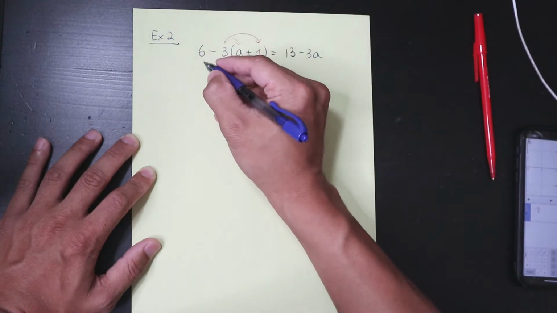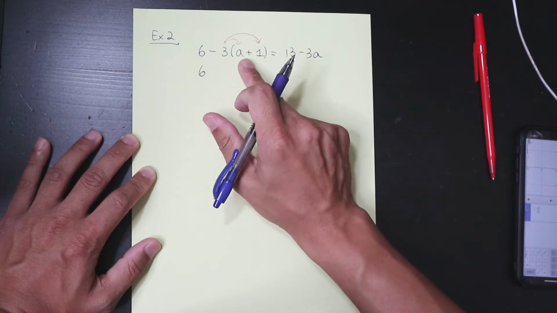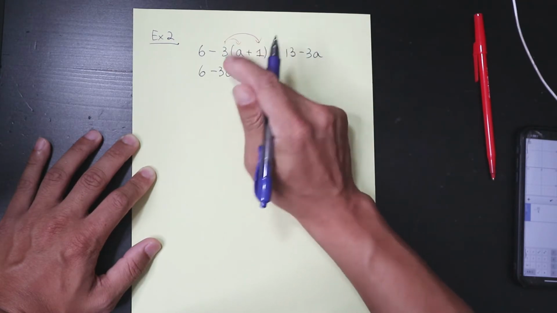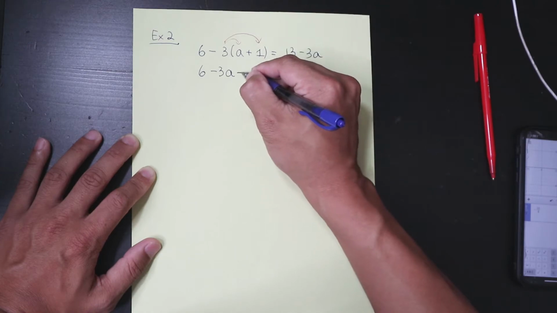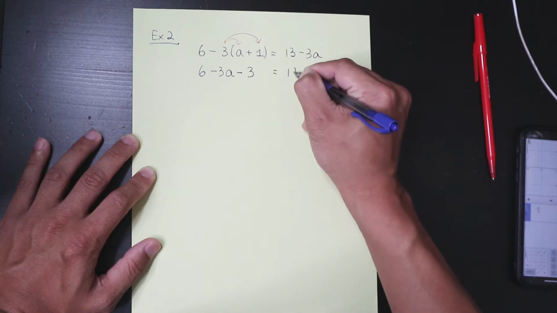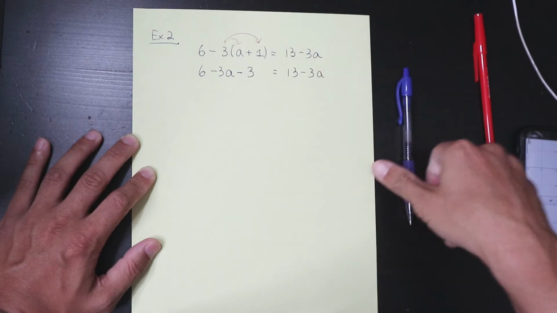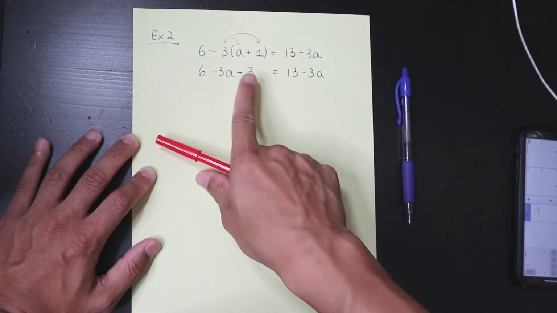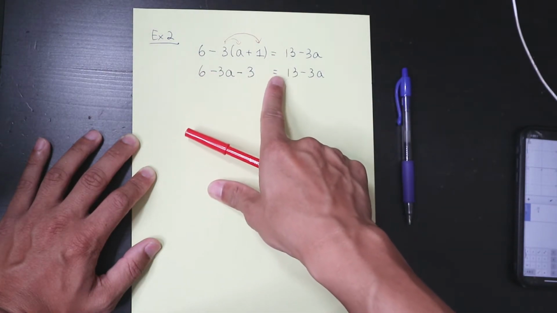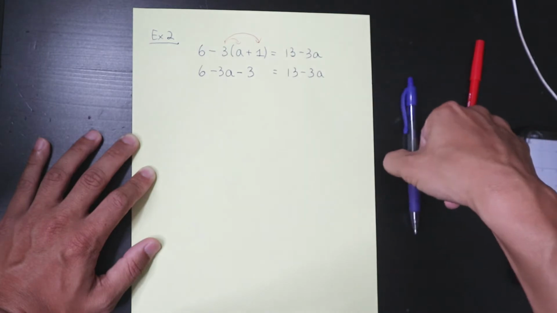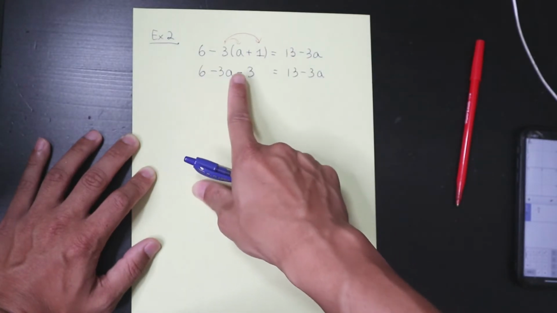So you bring down the 6. -3 times a is -3a. -3 times +1 is -3, and that is equal to 13 minus 3a. Well, there are two terms that are like terms on the left side of the equation. The like terms are 6 and the -3.